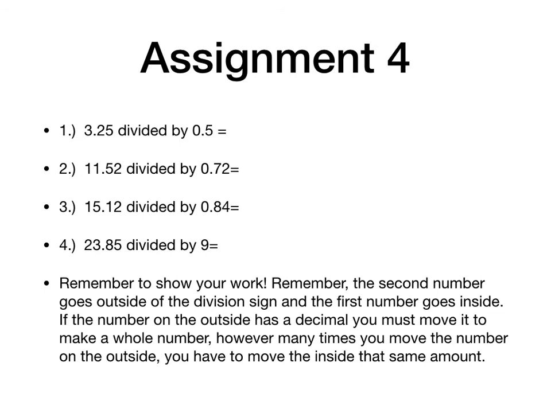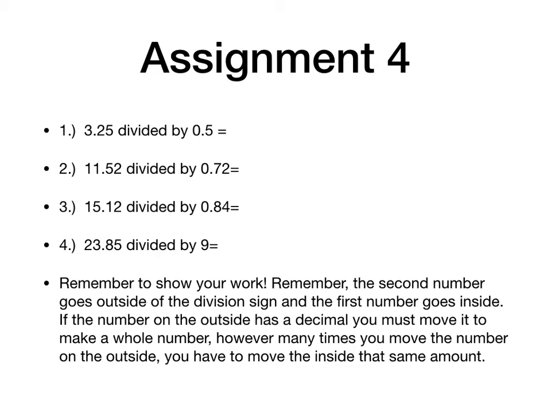Assignment 4 is dividing decimals. This is a little bit trickier because if the number on the outside has a decimal, you have to move that decimal as many places as you need to make it into a whole number. Then, however many times you moved the decimal on the number on the outside of the division problem, you have to move the same amount on the number on the inside, and then you'll get 2 whole numbers, and those are the 2 numbers you work with, and it's just long division.